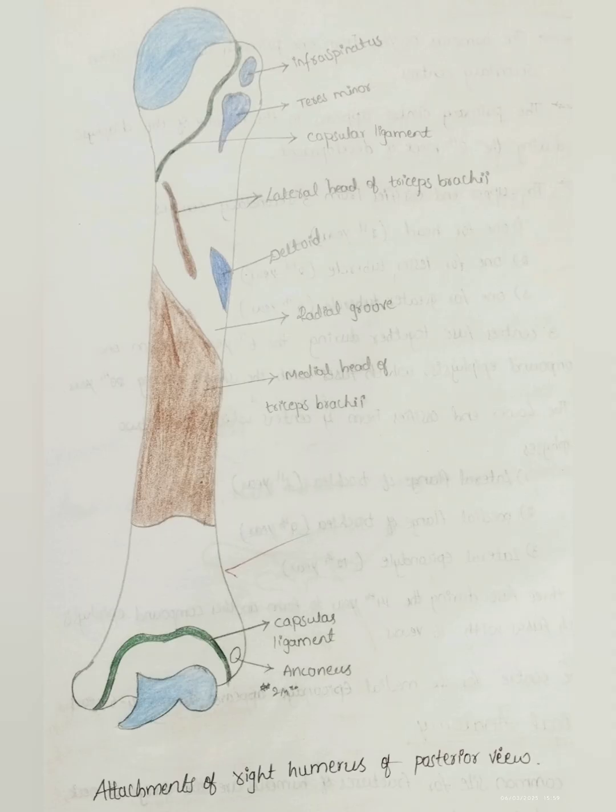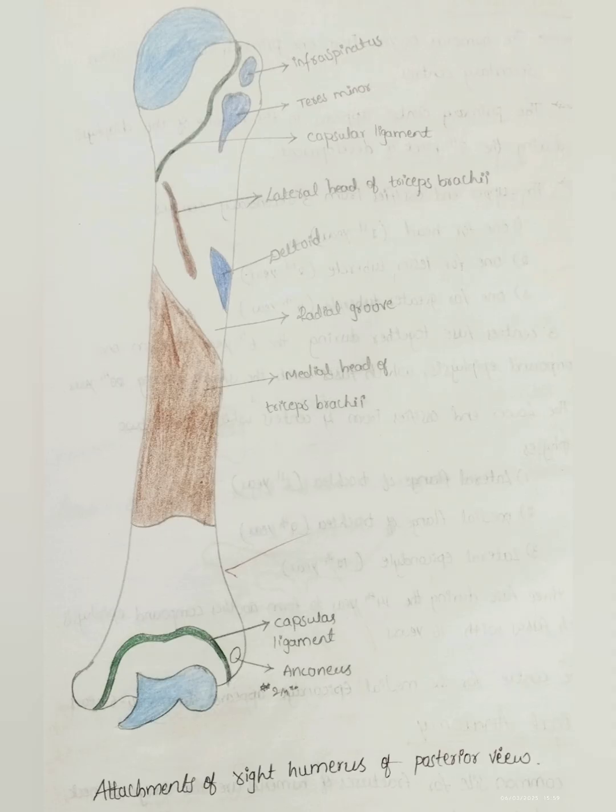Next, intertubercular sulcus. As we saw in borders, first pectoralis major is inserted into the lateral lip of the intertubercular sulcus. Next, latissimus dorsi is inserted into the medial lip of the intertubercular sulcus. Next, teres major is inserted into the medial lip of the intertubercular sulcus.